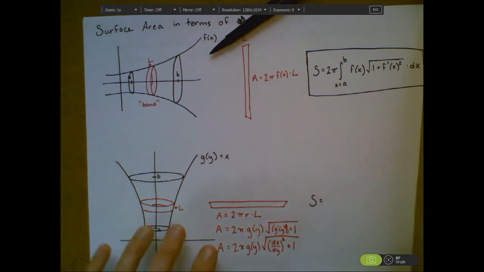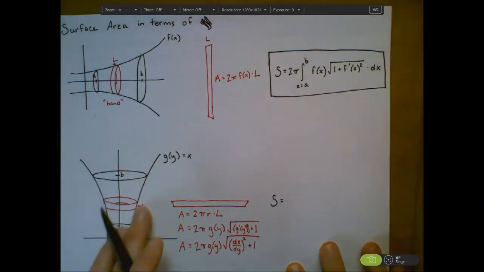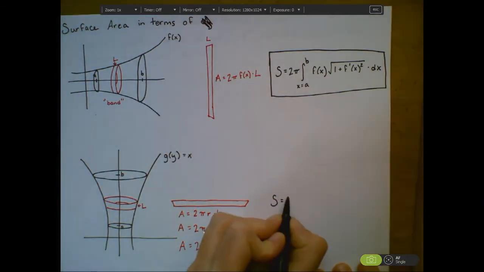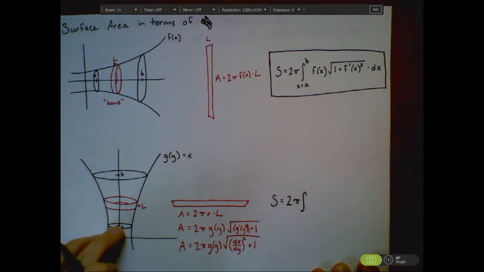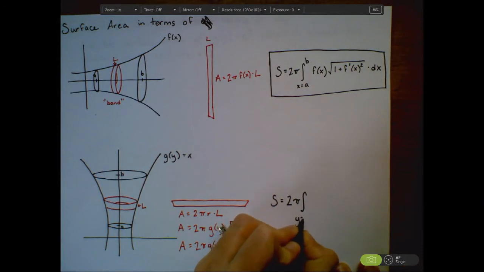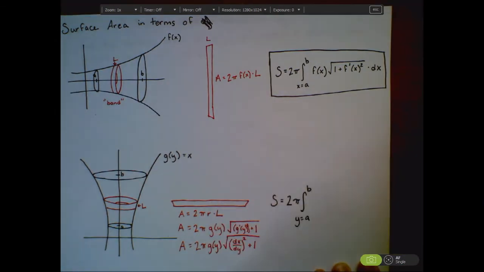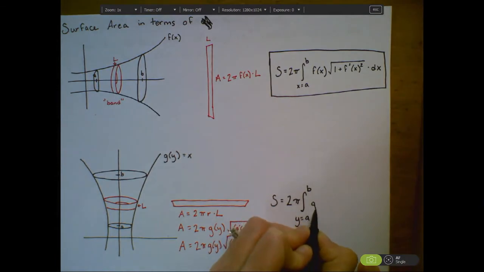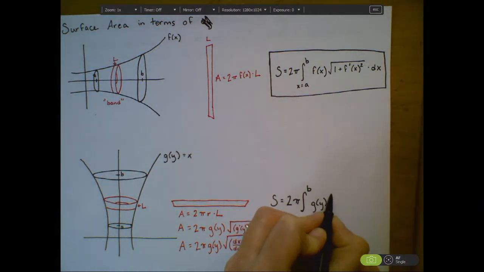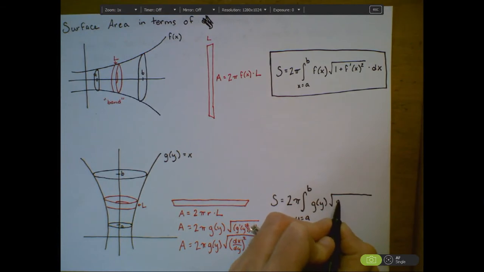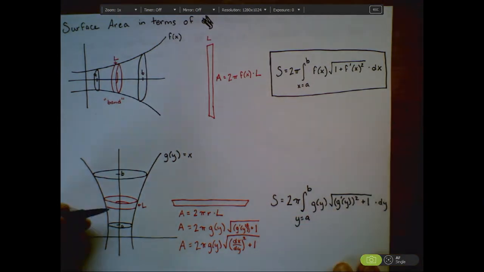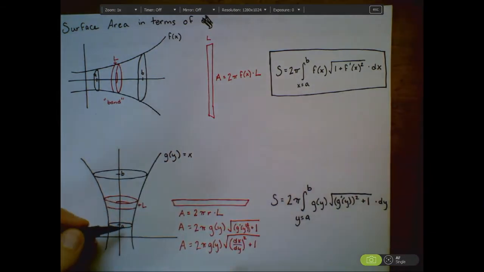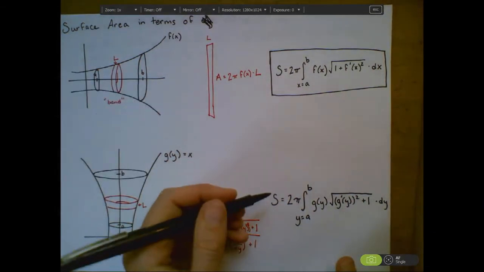So what does that mean for our final formula? If I want to know the surface area of this shape rotated around the y-axis, it's going to be 2 pi, and we're going to sum this up as our y values go from a to b, so I'm going to emphasize that by writing my bounds in terms of y. My function is g of y, and my arc length L is going to be the square root of g prime of y squared plus 1, dy. And again, this dy at the end is telling me that I'm splitting up these bands in terms of y rather than splitting them sideways in terms of x.